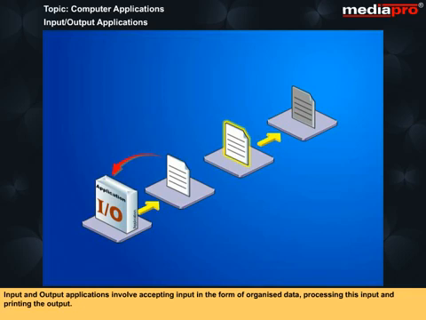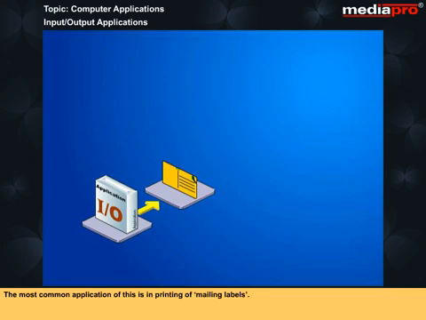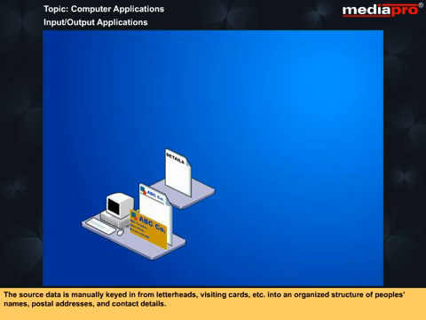Input and output applications involve accepting input in the form of organized data, processing this input and printing the output. The most common application of this is in printing of mailing labels. The source data is manually keyed in from letterheads, visiting cards, etc. into an organized structure of people's names, postal addresses and contact details.